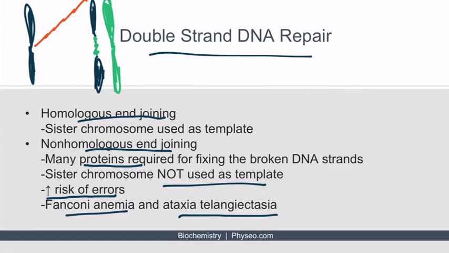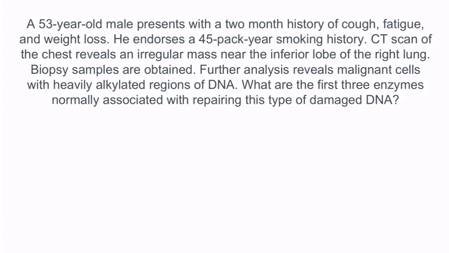Okay, let's do some questions. A 53-year-old male presents with a 2-month history of cough, fatigue, and weight loss. He endorses a 45-pack-year smoking history. CT scan of the chest reveals an irregular mass near the inferior lobe of the right lung. Biopsy samples are obtained. Further analysis reveals malignant cells with heavily alkylated regions of DNA. What are the first 3 enzymes normally associated with repairing this type of damaged DNA?